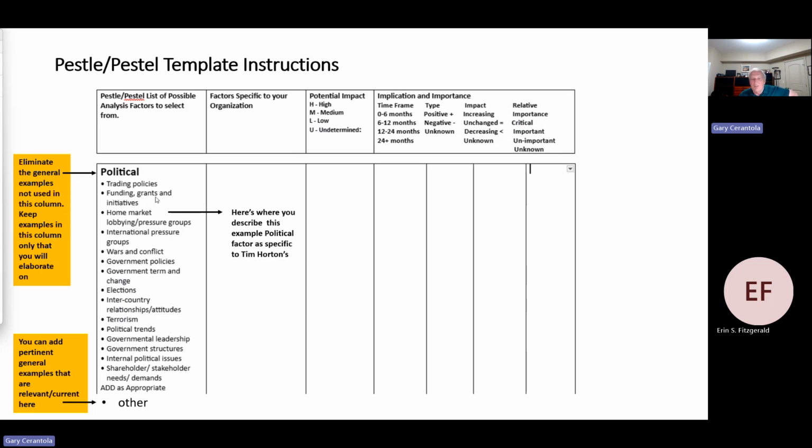Now, what happens is you keep whatever you've chosen out of these suggestions, and then you may add one other general one that you found from your research. So at the end of the day, you'll only have a few of these that translate into factors specific to the organization, right? You don't have to list all of these, just list the ones that you've used as examples and the new ones that you've added. So that's what that looks like.